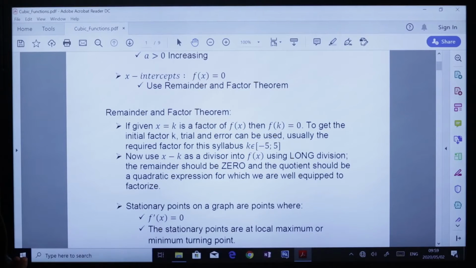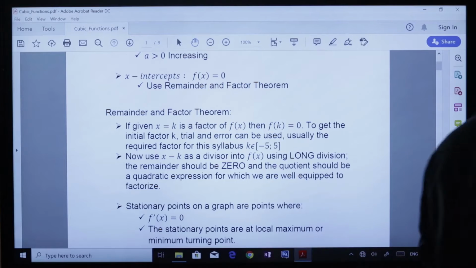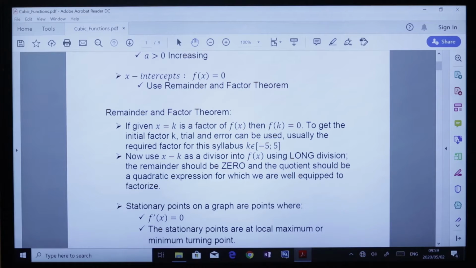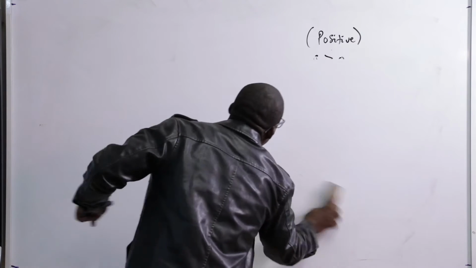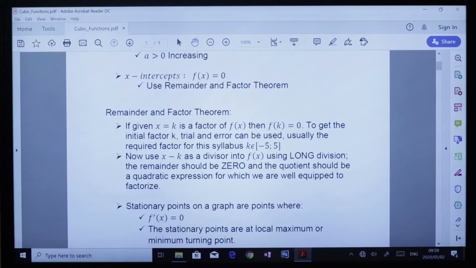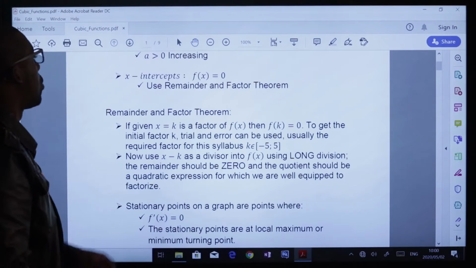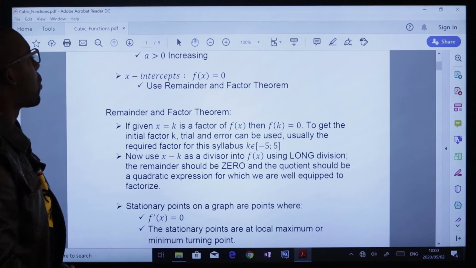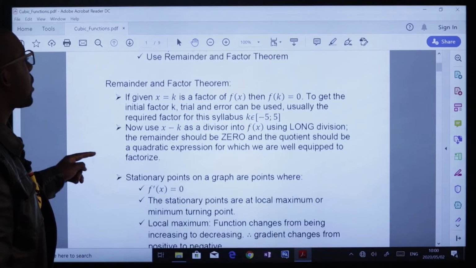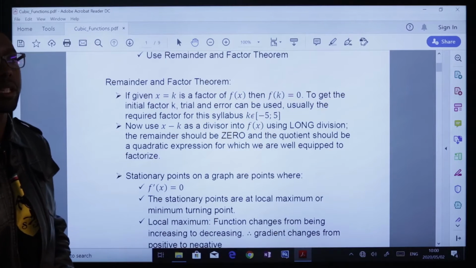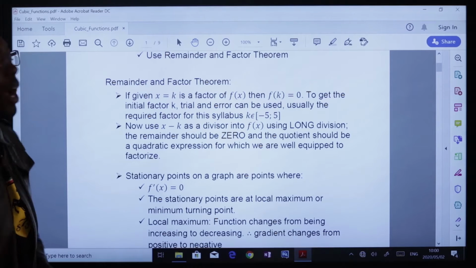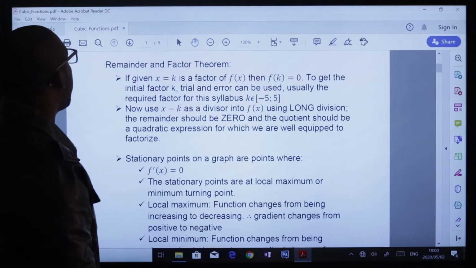And to get those x-intercepts, we use algebraic skills or concepts known as the remainder theorem and the factor theorem. The remainder theorem simply talks to long division. We're ensuring that the remainder, when we do long division using a root into a function, is 0. The factor theorem implies that for a given value of x, if we substitute it into f of x, we get 0 for the value of y. So, remainder and factor theorem.